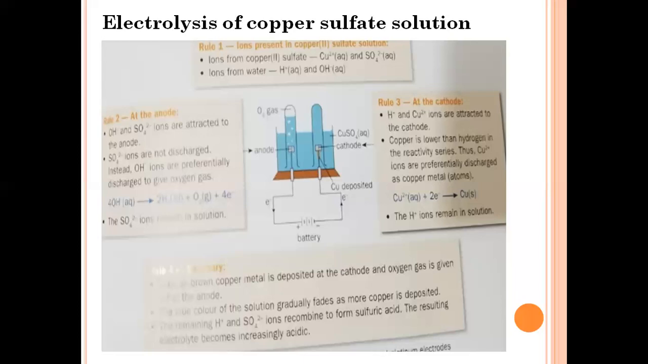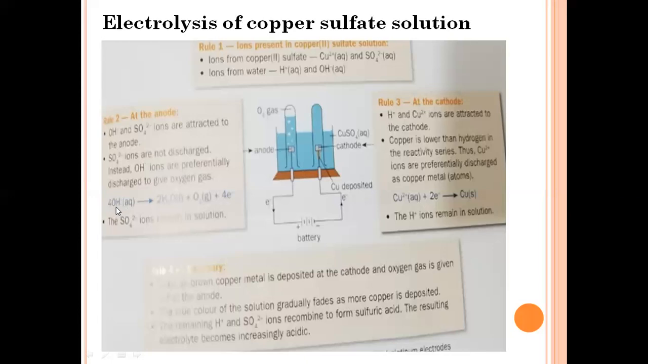Now rule number two, at the anode. What happens at the anode actually? At the anode, two anions are present. When we pass the electricity, two anions go to the anode, but which will be discharged there? SO4 2 negative ions are not discharged, instead OH negative ions are, because OH negative ion is preferable according to the reactivity series. So OH negative ion goes to the anode and loses its electrons.